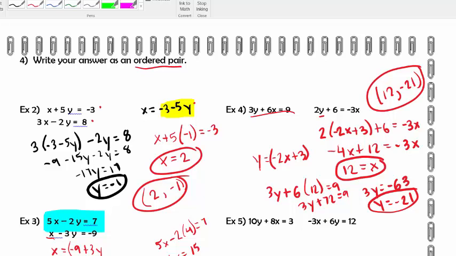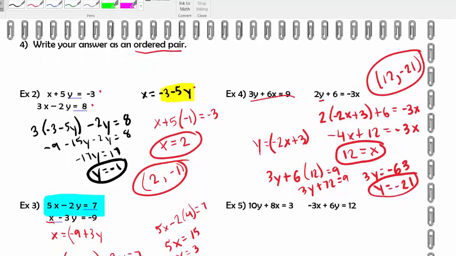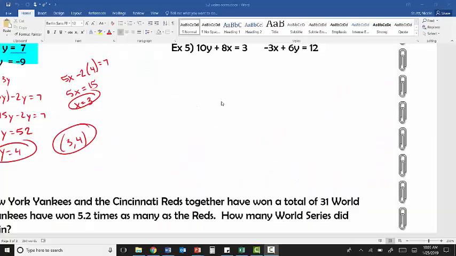So just so you know, if you were to graph these lines, that's where they would intersect. So if you're counting by ones, it's going to take you a while to get to negative 21. So graphing probably wouldn't be a very good method for this particular problem.